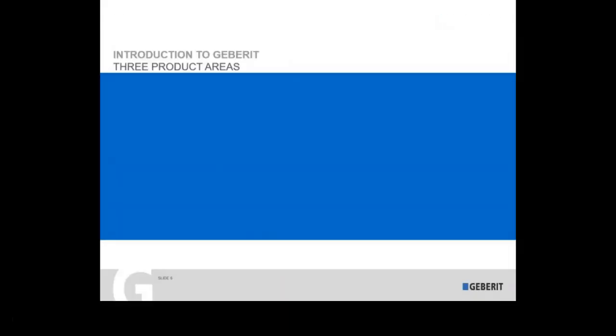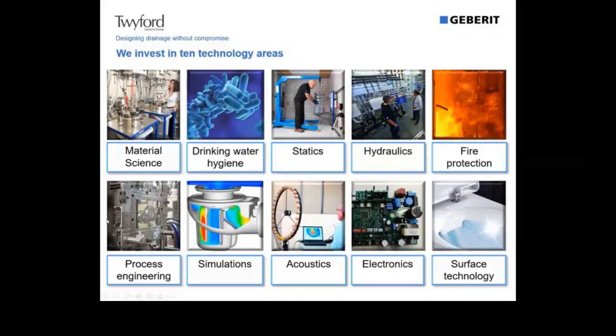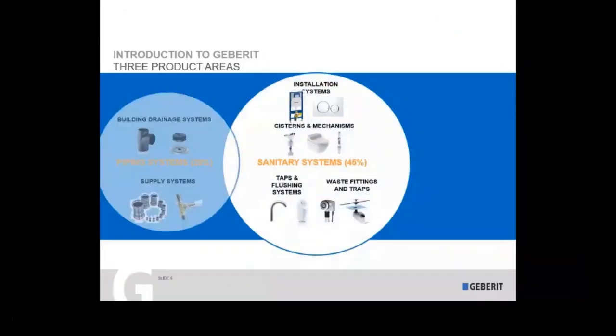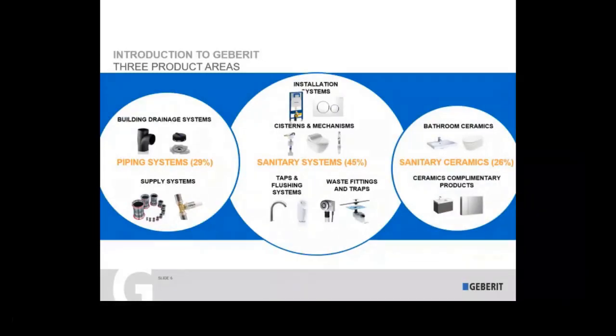You can see from that video we're a sanitary technology business, and we invest in 10 key technology areas. About 2.5% of the global revenue is put back in as research and development to help develop and continue to grow the business. In terms of business, you'll be used to us across most of those standard markets, and we have three main areas. We have the piping system, we then have the sanitary systems behind the wall, and then we have the sanitary ceramics in front of the wall.